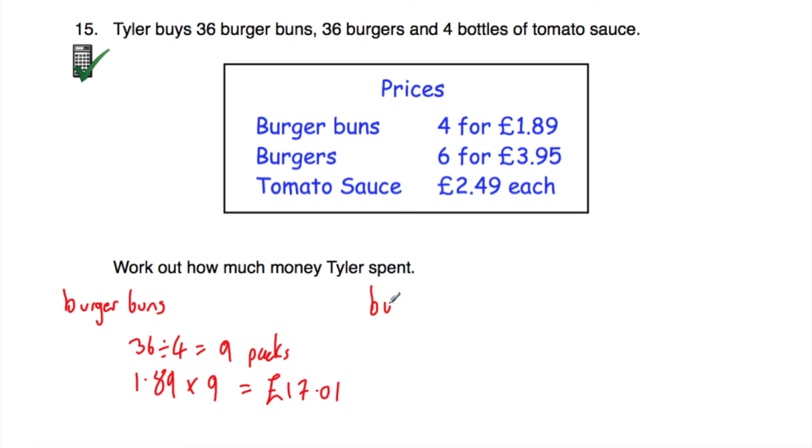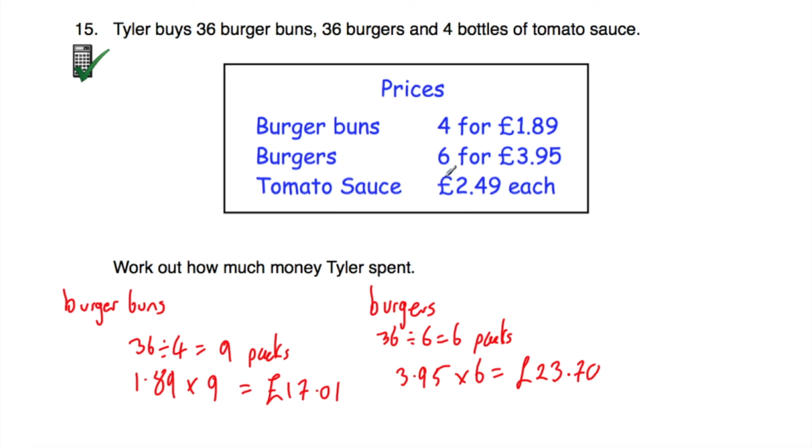Now in terms of the burgers, he buys 36 of those as well. Now they're packets of 6. So if we take the 36 burgers and divide that by 6, that's equal to 6. So that means that he buys 6 packets of burgers. And each packet of burgers costs £3.95. So if we take the £3.95 and we multiply that by 6, that'll be the total price of the burgers. £3.95 multiplied by 6 is equal to £23.70. So we've worked out the cost of the burger buns and the cost of the burgers.